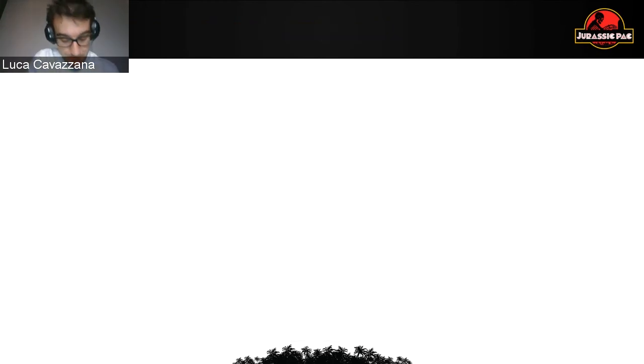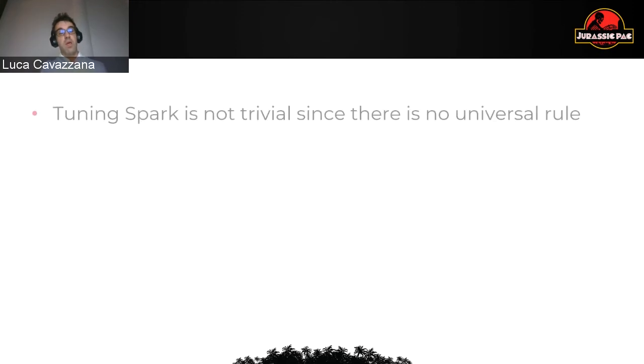Okay, last slide. So what are the takeaways? That tuning Spark is not trivial, and we have a huge amount of parameters that are tightly related among themselves, and there is no really optimal magic rule to get the optimal configuration for any cluster. It boils down to our application and our resources.